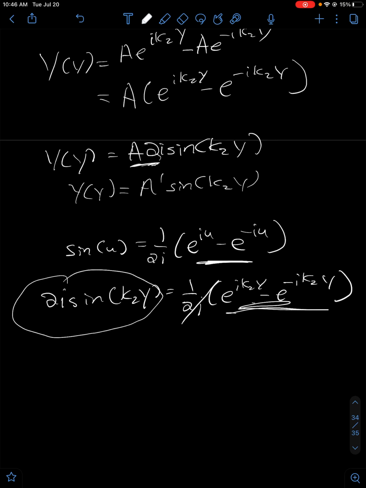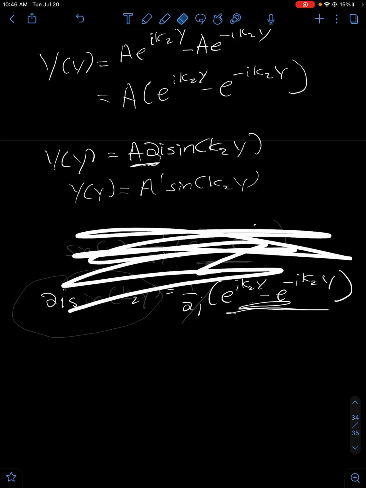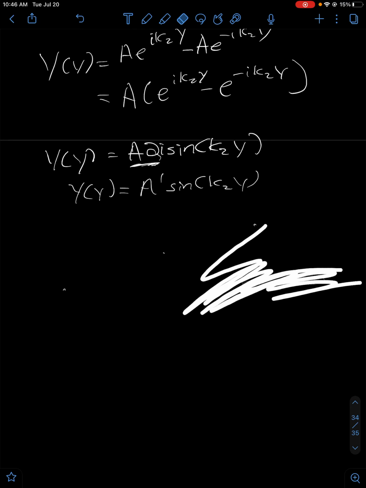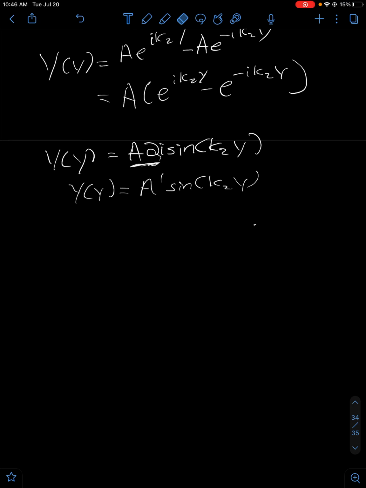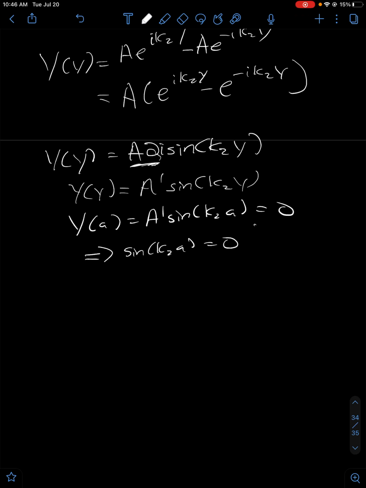Now we still need to plug in our a boundary condition. So plugging in a, we have that y of a equals a prime sine of k2 a, which equals 0, which implies that sine of k2 a equals 0, which implies that k2 a equals n pi, since sine of n pi equals 0. Which means that k2 equals n pi over a, and it's a positive integer, by the way. Well, it can be any integer, but we usually take the positive ones. And now we have quantization of k2.